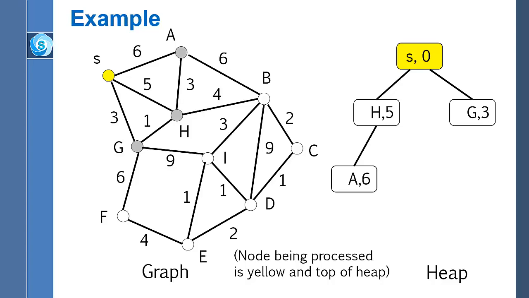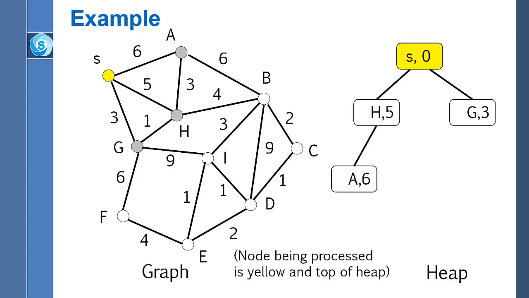I didn't have any room on this slide to put any more information, but please get this first step in your head, because it's going to be very much the same going forward. H dot D was infinity. H dot D has been changed to 5, and H dot pi is equal to S. Why is H dot pi equal to S? Because S comes just before H on the shortest path from S to H, the shortest path discovered so far.